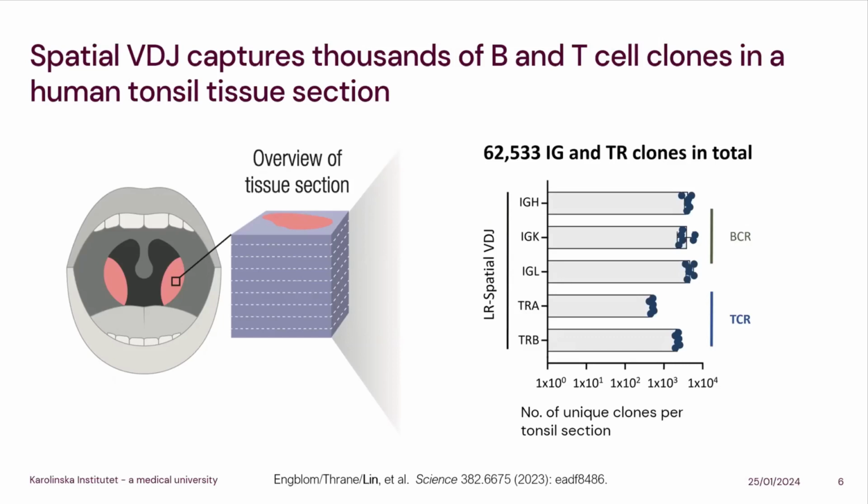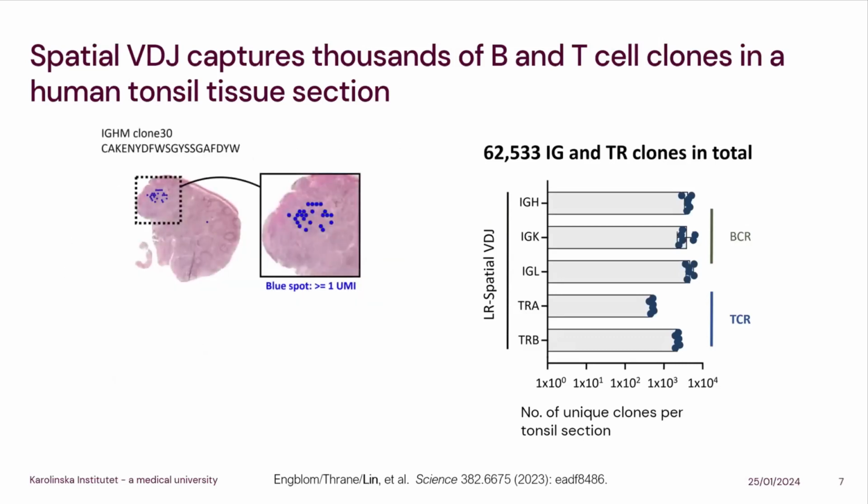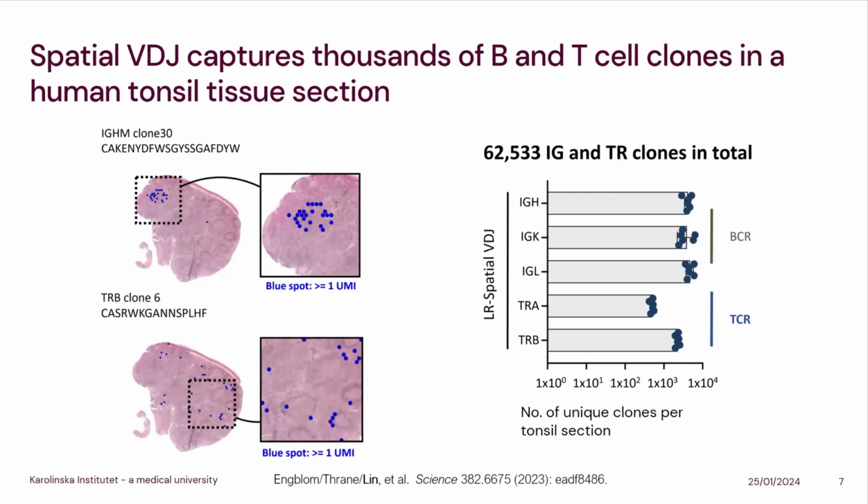So each dot is from 1 section. We have the total number of clones, and how does it look on the spatial map? Then we can plot them back. So for example, this IgHM clone 30 is enriched in 1 follicle, although it has some spread-out spots as well. And some of the TR clones are widely spread in the tonsil area, mostly outside or at the border of the follicles.